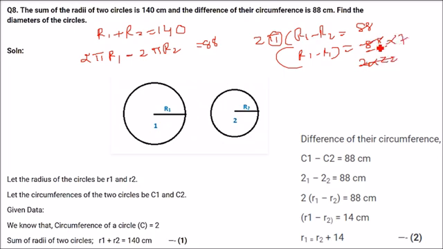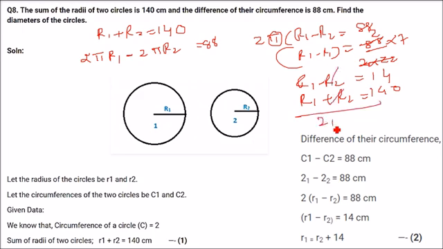r1 minus r2 is going to be 88 by 2 into pi, I'm writing as 22 by 7. Right? This is 44, this is 88, so it is 2 times. You get 14. So r1 minus r2 is 14. And r1 plus r2 is 140. Now just add these two equations. This gets cancelled. r1 plus r1 is 2r1, and this is going to be 140 plus 14, and this is 154.